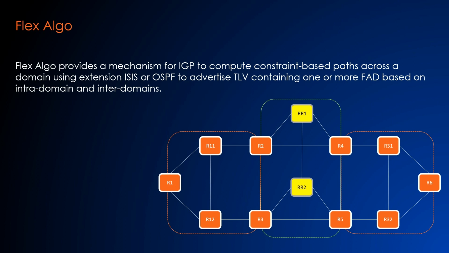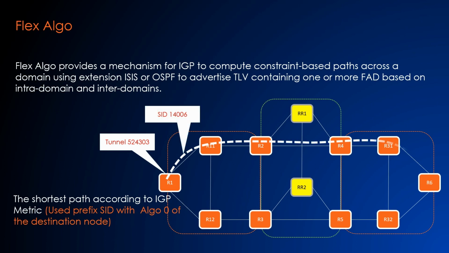As a result, the IGP continuously delivers two different ways to reach every node. A shortest path according to the IGP metric, the prefix SID with Algo 0 for the destination node. Here in this case the tunnel ID is 524303, and the SID used for Algo 0 is 14006, which is the 12,000 SRGB plus 2006 as an index.